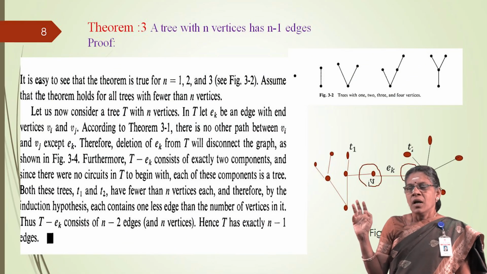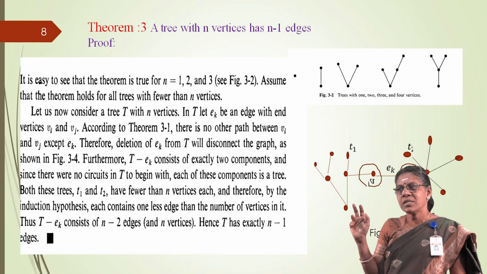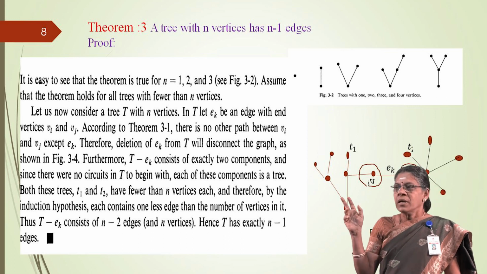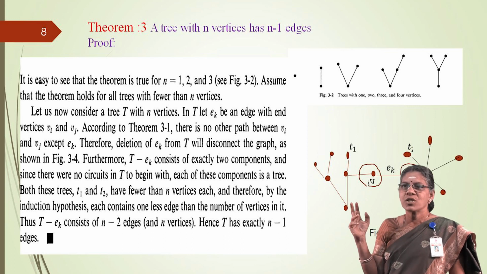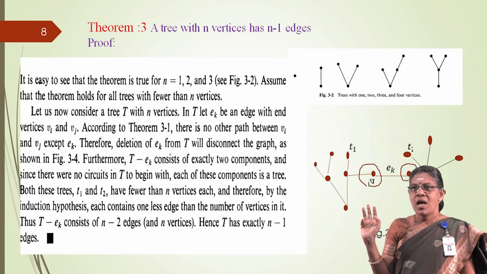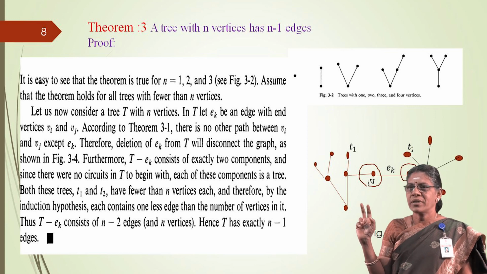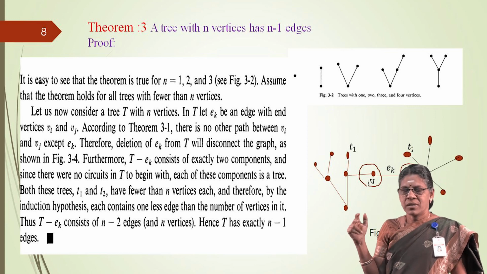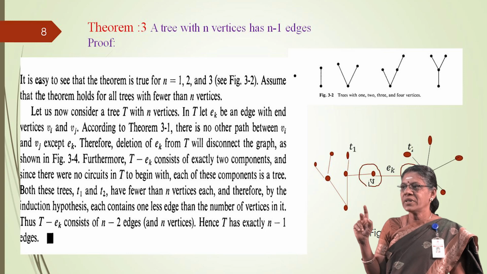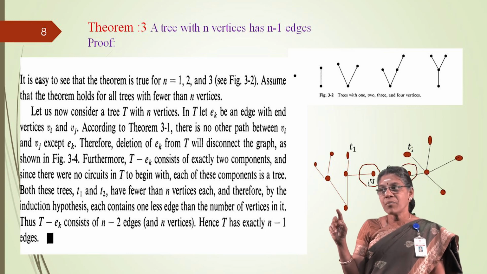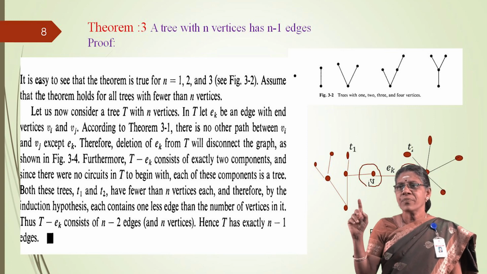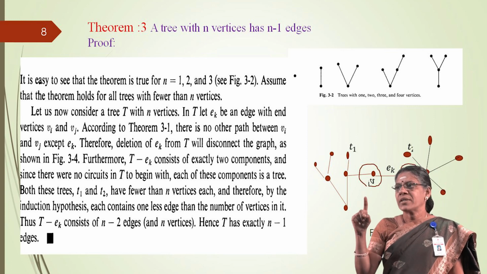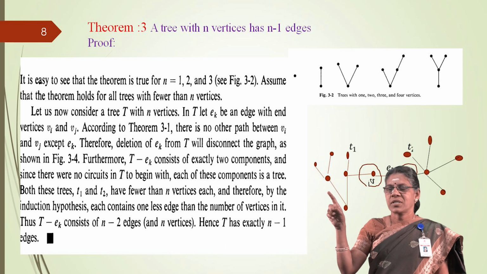Next, we have another property that is stated as theorem 3. A tree with n vertices has n minus 1 edges. We already discussed this in note point 3; it is given as a theorem. Now, a tree with n vertices has n minus 1 edges. See the example: trees with 1 vertex, 2 vertices, 3 vertices, and 4 vertices are given.